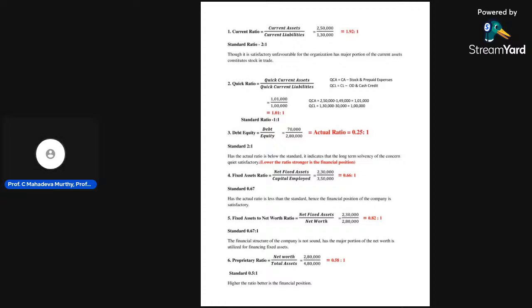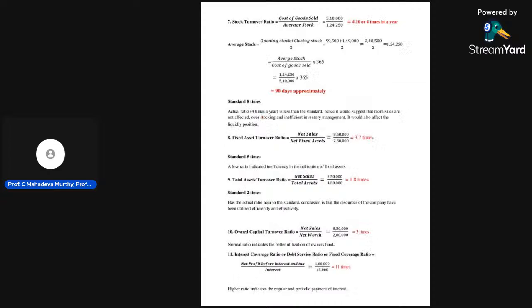Higher the ratio, better is the financial position, because here the standard is 0.5, and here it is 0.58. Therefore, higher the ratio, the explanation says, better is the financial position of the organization, because net worth and total assets utilization of net worth is only 0.5. If you are using that total assets to net worth utilization more, that is essential for all organizations. In that context, higher the ratio, better is the financial position of the organization.